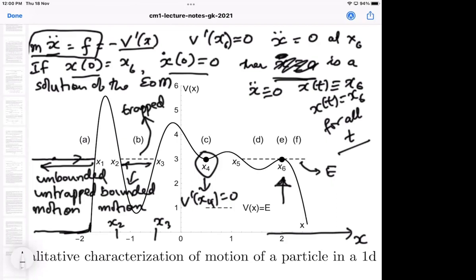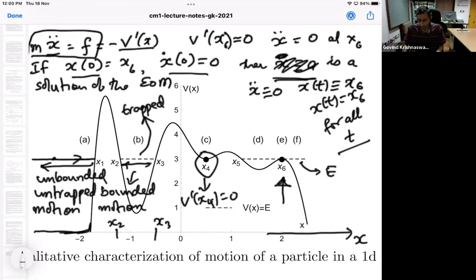Now there are a few more possibilities here. In this trapped motion, the particle oscillates between x2 and x3 with a finite period. It reaches x3 in a finite amount of time, turns back, goes to x2, and so on. We've not done the calculations, but I want to convey the intuition, which is very important at this stage.